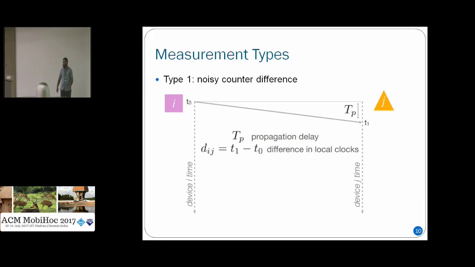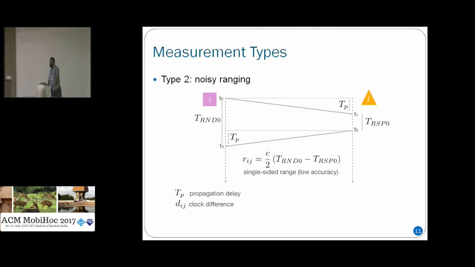The measurement types in our system can be summarized into three types. The first type is noisy counter difference. Here is one node I and another node J. Node I takes some timestamp and sends it to node J. The counter difference between the two nodes is the first type of measurement.